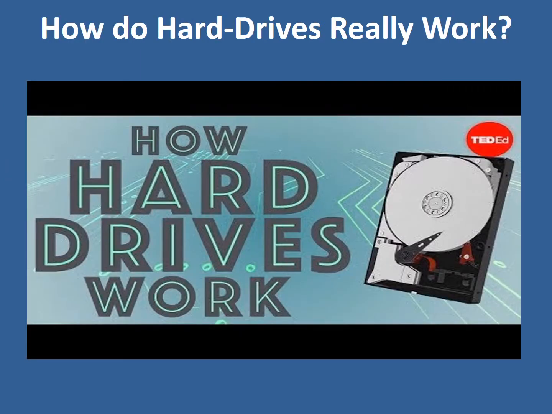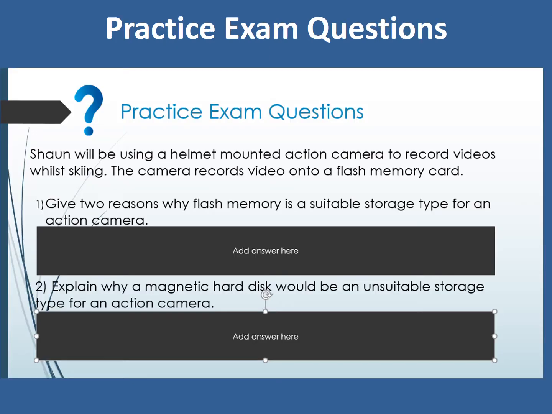Task number 1. Watch the following video to show how hard drives work. You've got 2 exam questions to answer. Question number 1. Sean will be using a helmet-mounted action camera to record videos while skiing. The camera records videos onto a flash memory card. Give 2 reasons why flash memory is a suitable storage device for an action camera. And question 2, explain why a magnetic hard disk would be unsuitable storage for an action camera.